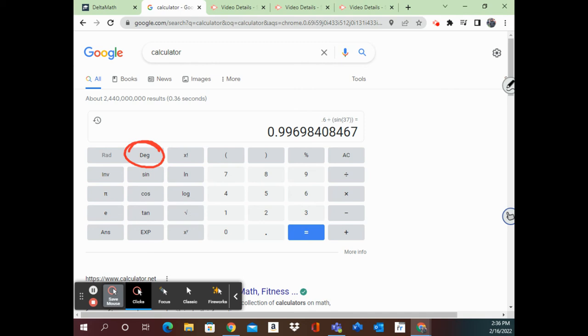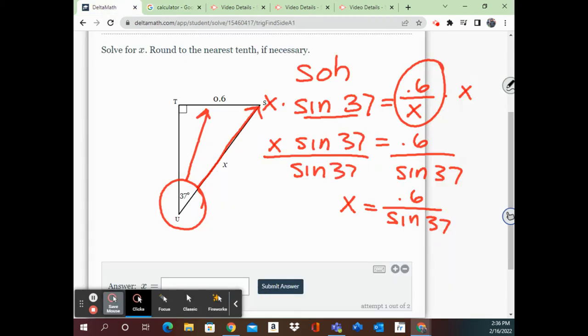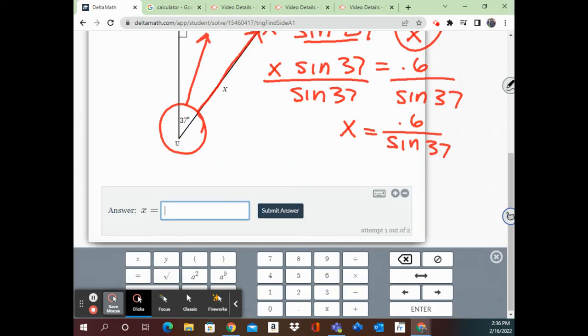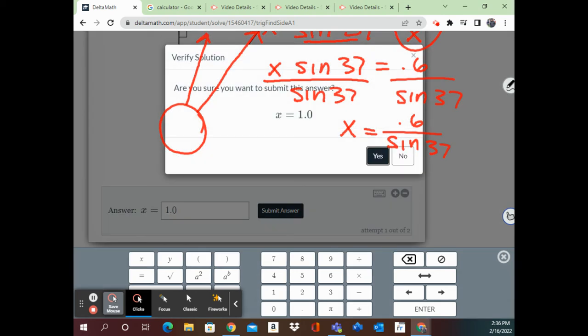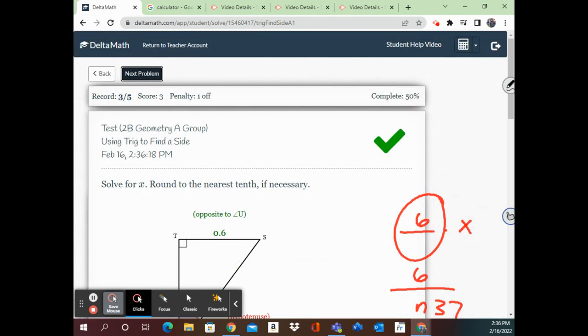So I'm sure they want us to round to the nearest tenth. Let's go find out. Round to the nearest tenth if possible. So that's going to give us an answer of 1.0 because we had 0.99. That 9 is going to raise that other 9 to a 1. So this should be our answer, right?